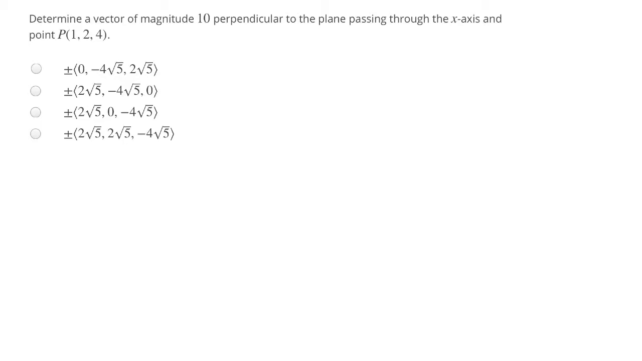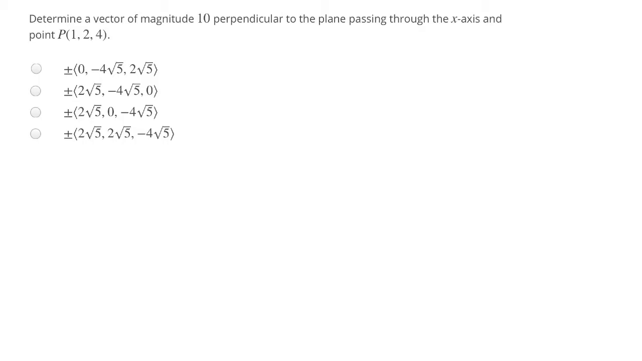Welcome everybody to our next example of cross products. So in this problem we're asked to determine a vector of magnitude 10 that is perpendicular to the plane passing through the x-axis and the point P at (1, 2, 4). So let's jump into this problem and see how we can solve it.